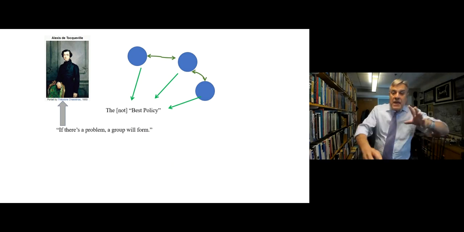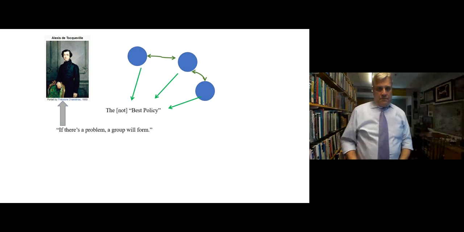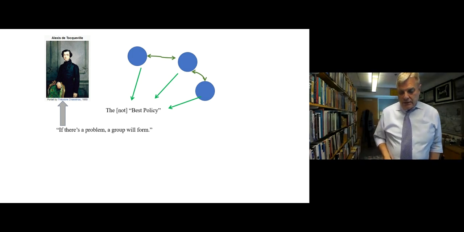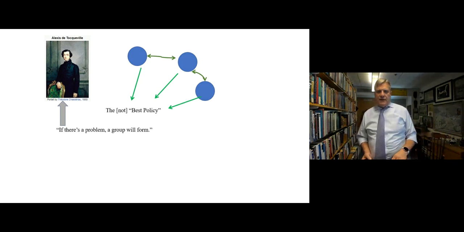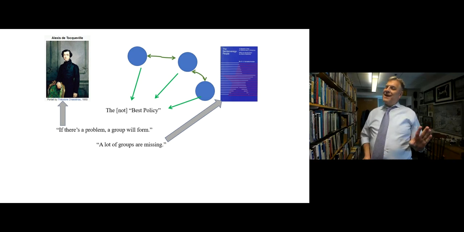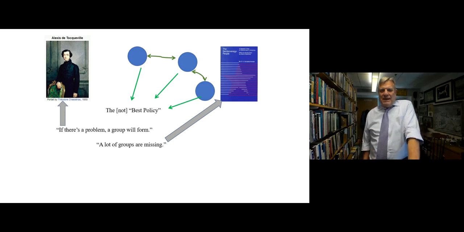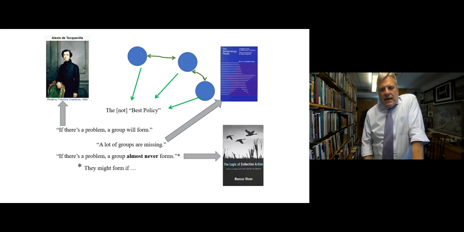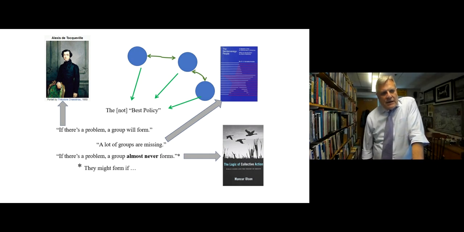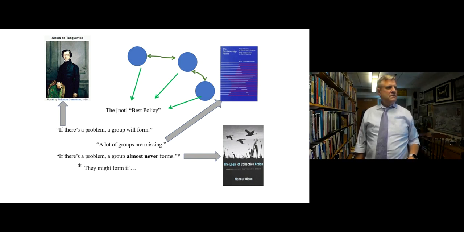So Tocqueville says, if there's a problem, a group will form. But the critics of pluralism, beginning with Schattschneider and especially hitting a home run, Mancur Olson in 1965, said, that's not true. Schattschneider says, hey, a lot of groups are actually missing. Pay attention to the groups that are missing. And then Mancur Olson notes, it's actually a different kind of problem. Because if there's a problem, a group almost never forms.